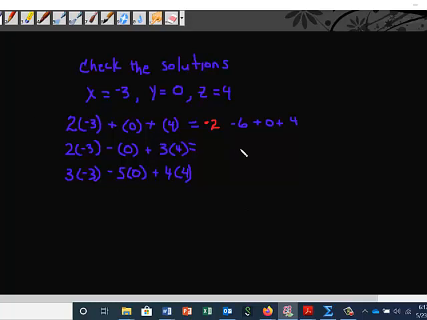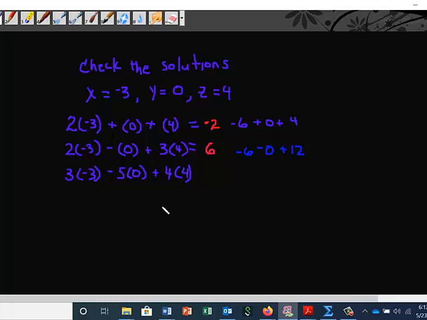Now this is going to be negative 6 minus 0 plus 12. So negative 6 plus 12, you're going to get a result here of just 6. Okay, so we're correct so far.